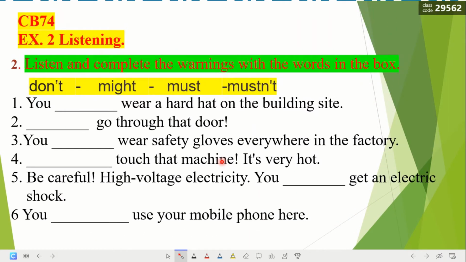Now we are going to do a listening activity in the course book, page 74. Exercise 2, listening. Listen and complete the warnings with the words in the box. The words in the box are don't, might, must, and mustn't. Please pause the video, read the sentences, and then we're going to listen to complete the sentences. Now, after you have paused the video, please listen to complete the sentences.